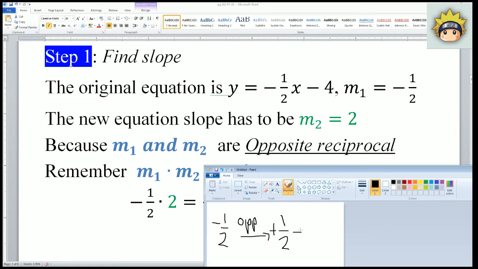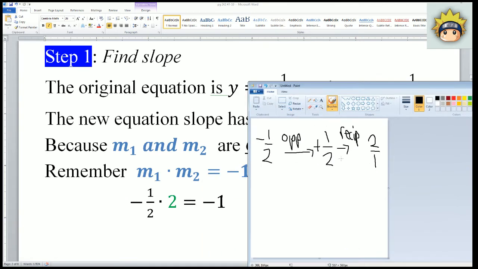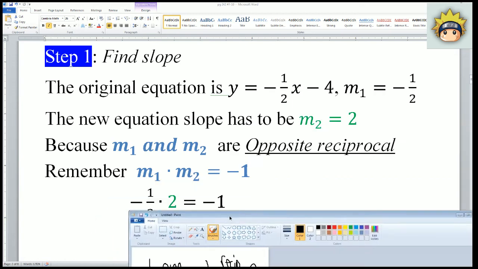Now we want to find the reciprocal. What's the reciprocal? It's when the top becomes the bottom and the bottom becomes the top. So this becomes 2/1. Do you see that? This is how I find the opposite reciprocal. Good? That is how I get the value 2 right there.